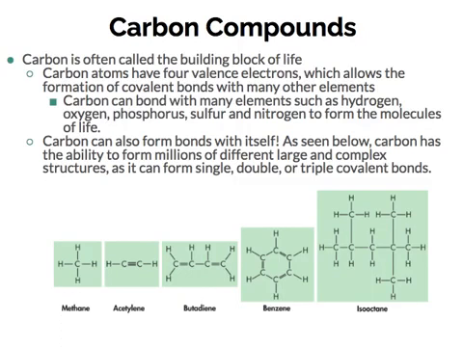So carbon is often called the building block of life. Carbon atoms have 4 valence electrons, which allows the formation of covalent bonds with many other elements. Some of these elements include hydrogen, oxygen, phosphorus, sulfur, and nitrogen to form the molecules of life. Carbon can also form bonds with itself, and as seen below, carbon has the ability to form millions of different large and complex structures, as it can form single, double, or even triple covalent bonds.